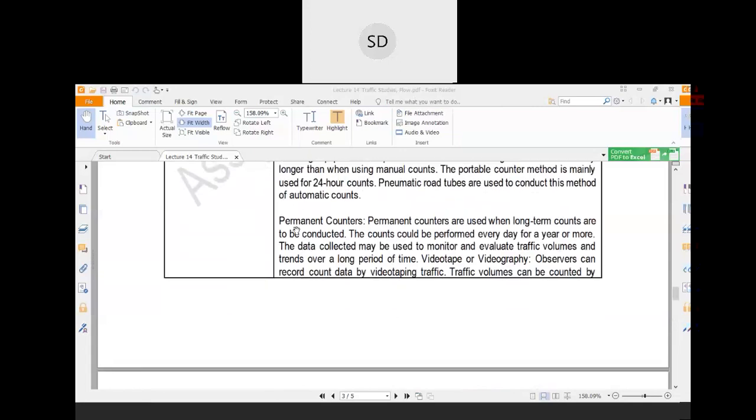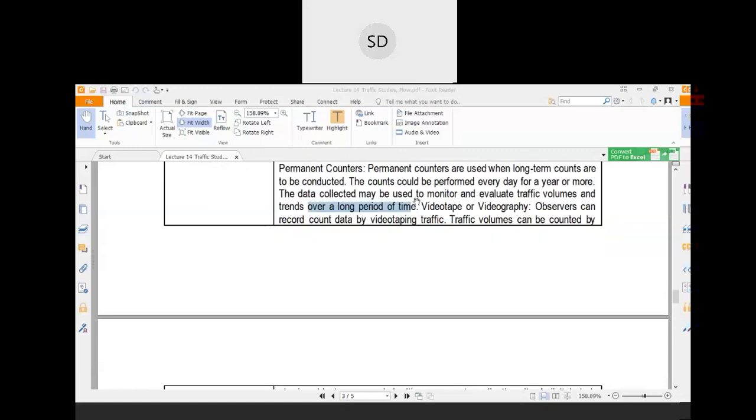Now another thing is permanent counters. The permanent counters are used when long-term counts are to be conducted, with counts performed every day for a year or more. The data collected may be used to monitor and evaluate traffic volumes and trends over a long period of time.